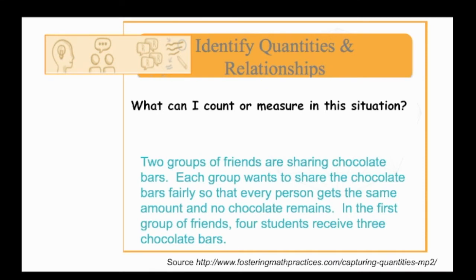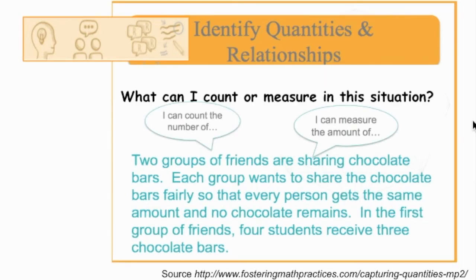In this example, there are several quantities such as the number of chocolate bars, the number of groups, and the number of people in each group. The relationships in this problem are the total number of people sharing the chocolate, the part of the total chocolate that each friend receives. After the allotted individual thinking time has passed, you will then give an opportunity for students to engage in conversation with a peer.